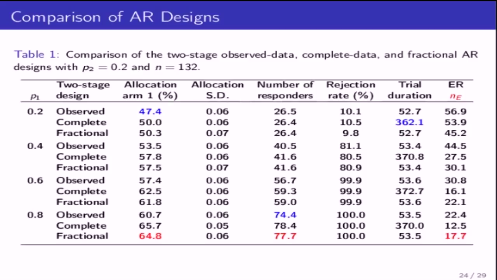The observed data AR actually allocated 47.4% of patients to arm 1, while the other two methods have roughly equal allocation, which is true because for the first case, I'm considering P1 equals P2 equals 0.2. So there's no difference between the two arms. Regardless of whether you do equal randomization or adaptive randomization, you should have exactly 1-to-1 allocation. But you see the observed data AR actually mistakenly thinks arm 2 is the better treatment.